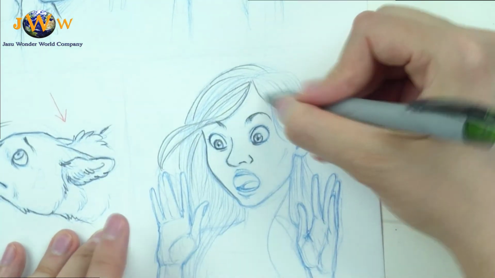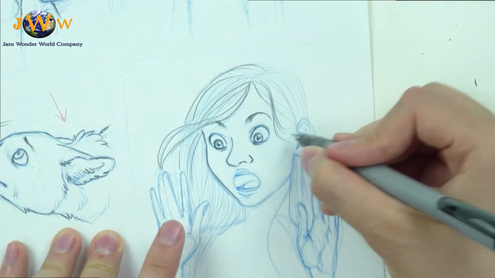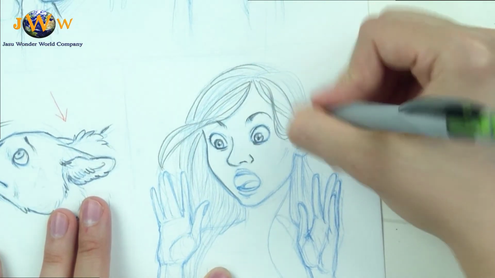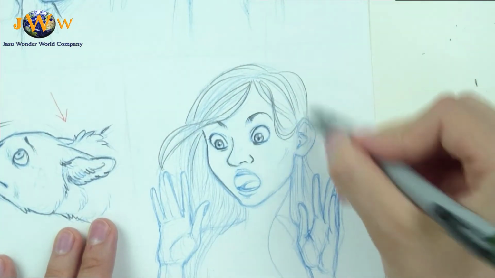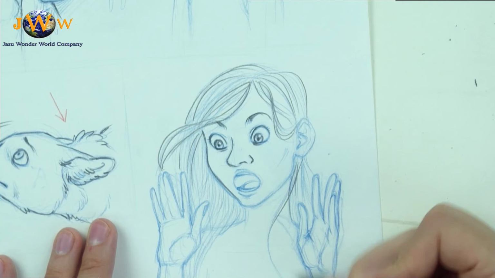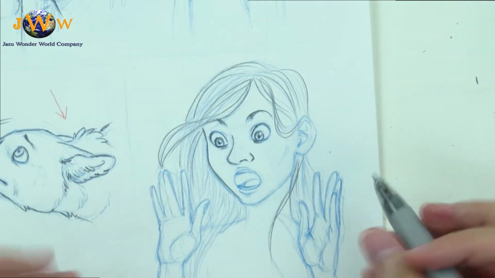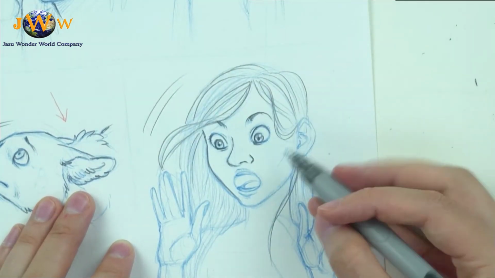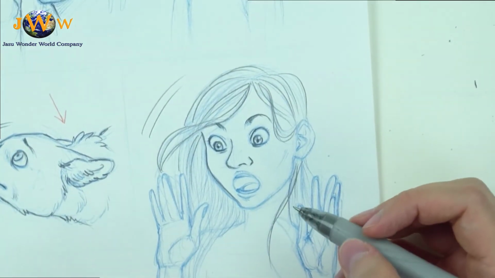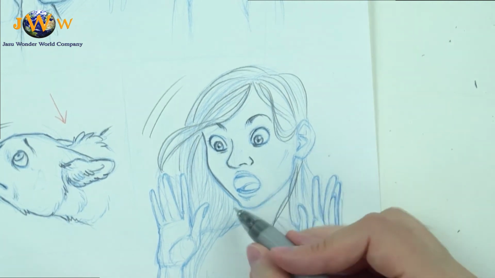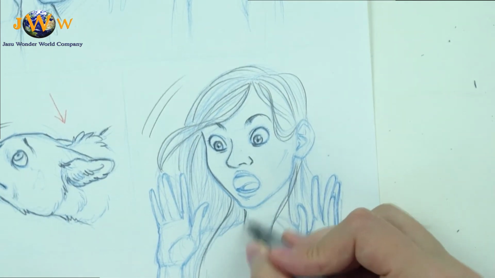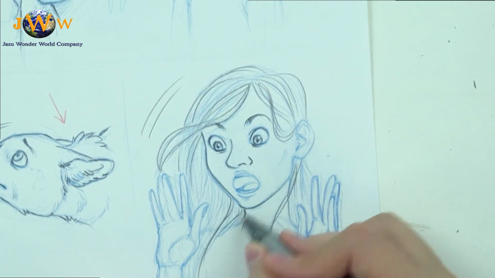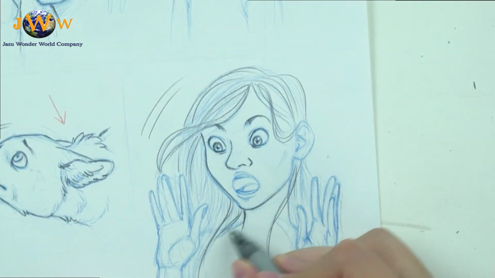Then again, to get a better surprise effect, I make the hair flow a little bit to signify a movement that is happening. Let me put some motion lines here. So the person is kind of backing down and making a movement that makes the hair move. Emotion makes motion. Oh yeah, that was a good one.